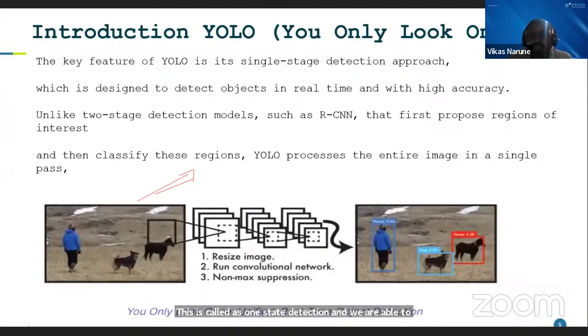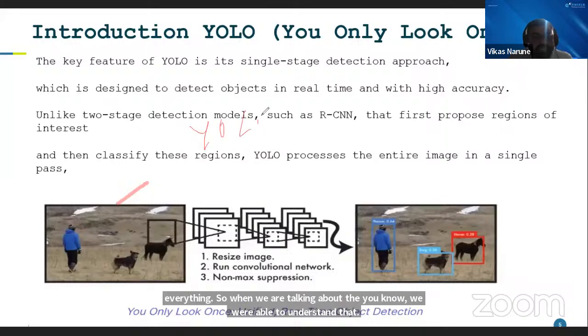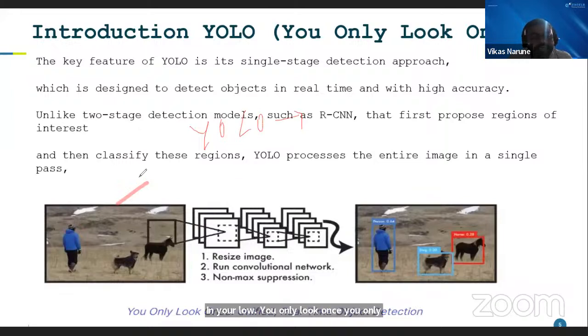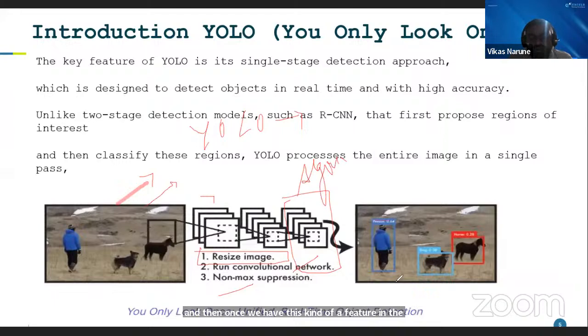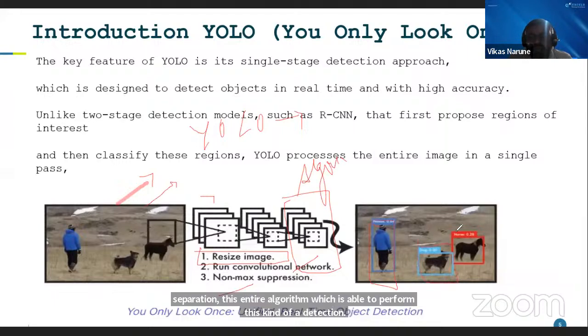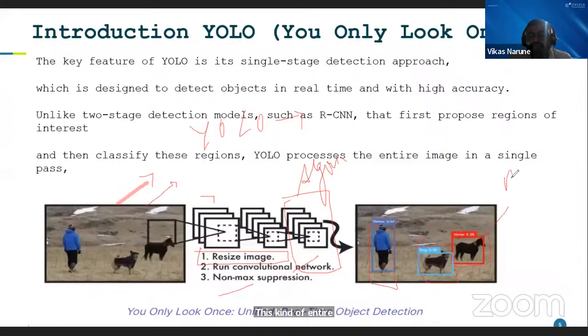Whenever I am talking about YOLO, let me clarify everything. In YOLO, you only look once. It is a direct one stage detection, because when we pass the picture, it first gets resized, then goes into the convolution neural network. Once we have this kind of feature in the convolution neural network, it will have non-maximal suppression. This entire algorithm is able to perform this kind of detection, and this detection is called bounding boxes.